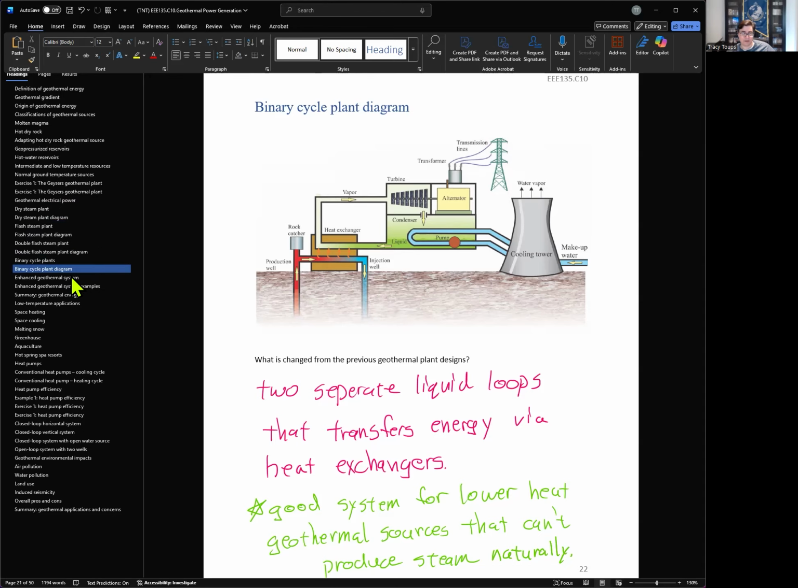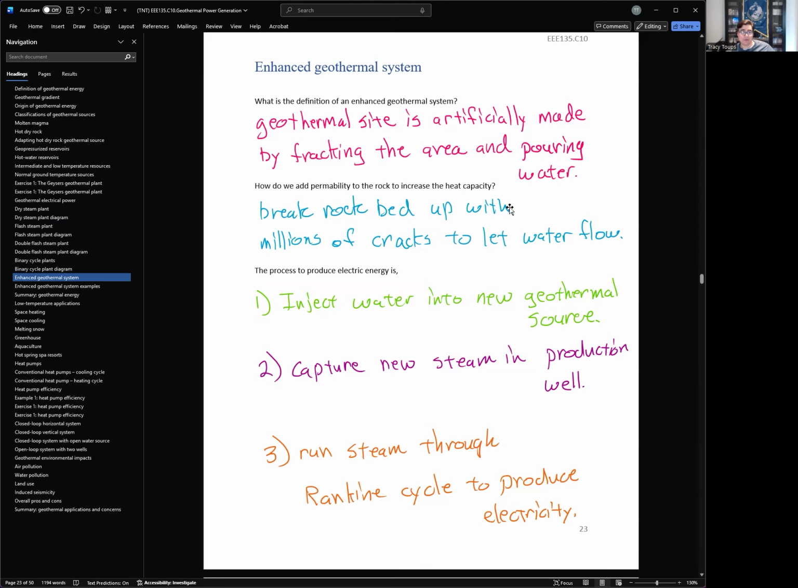Okay. Lastly is an enhanced geothermal system. Basic definition: a geothermal site that is literally artificially made. We go into a site and we do some surveying. We know there's some warm temperature underneath, but other than that, there's no water. It's not porous. It's just heat. Well, if we apply enough power, we could force nature and bend it to our will.